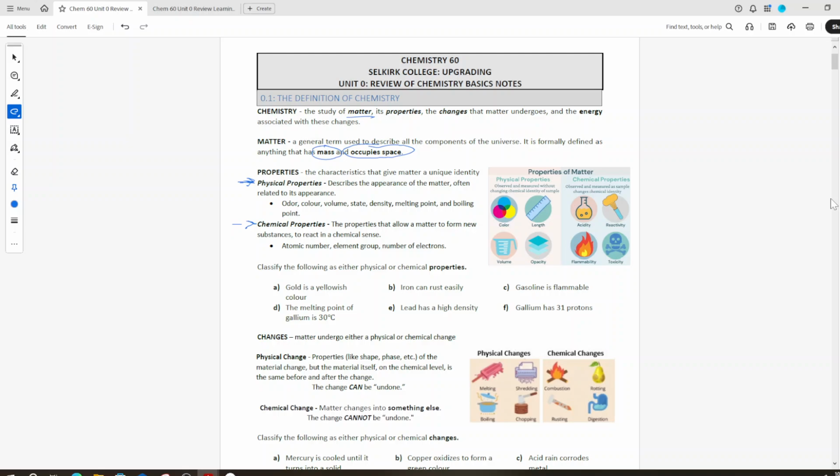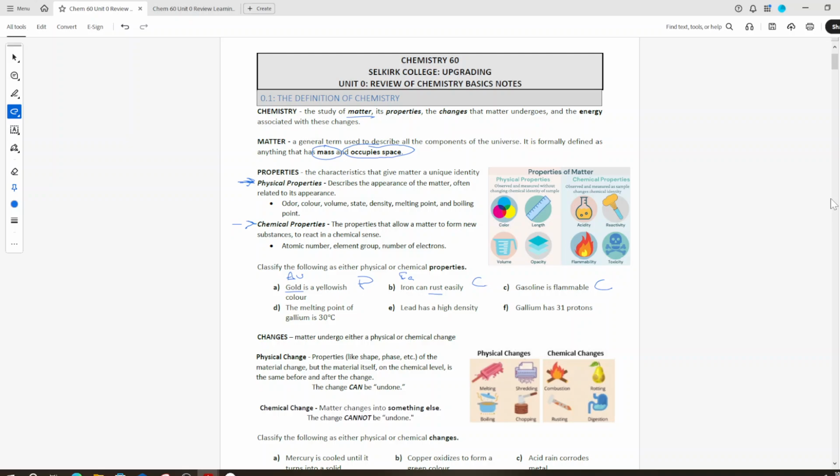So the first one is that gold, which is the element Au, is a yellowish color. Well, color is a physical property. Iron, Fe, can rust. Rusting is a chemical reaction where the property is being changed. So this is going to be a chemical property. C, gasoline is flammable. Well, there we go. Right underneath chemical properties, we can see flammability is a chemical property.